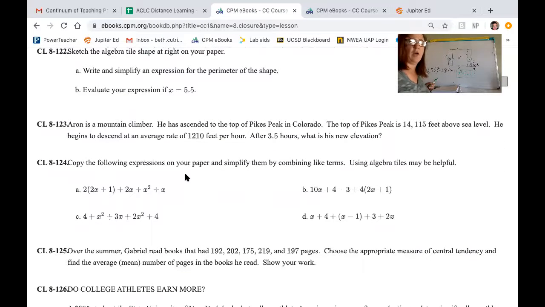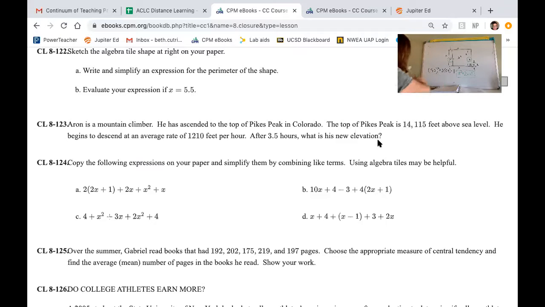23. Aaron is a mountain climber. He has ascended to the top of Pikes Peak in Colorado. The top of Pikes Peak is 14,115 feet above sea level. He begins to descend at an average rate of 1,210 feet per hour. After 3.5 hours, what is his new elevation? So this is cool. They've given us feet and feet, and they told us his time in hours, and they want to know what is his new elevation.